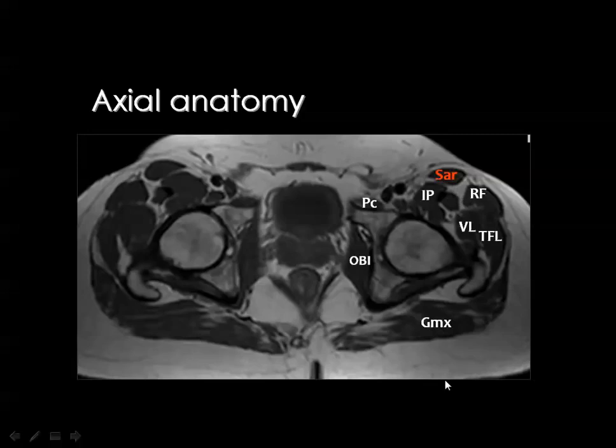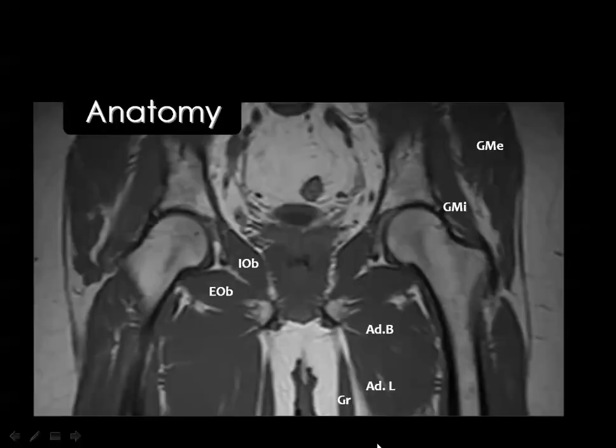Then what I want you to remember are these two important muscles, the obturator internus muscle and the iliopsoas muscle. All of the remaining muscles, you can look at them in the book. And in the coronal images, I want you to remember these three muscles in sequence.